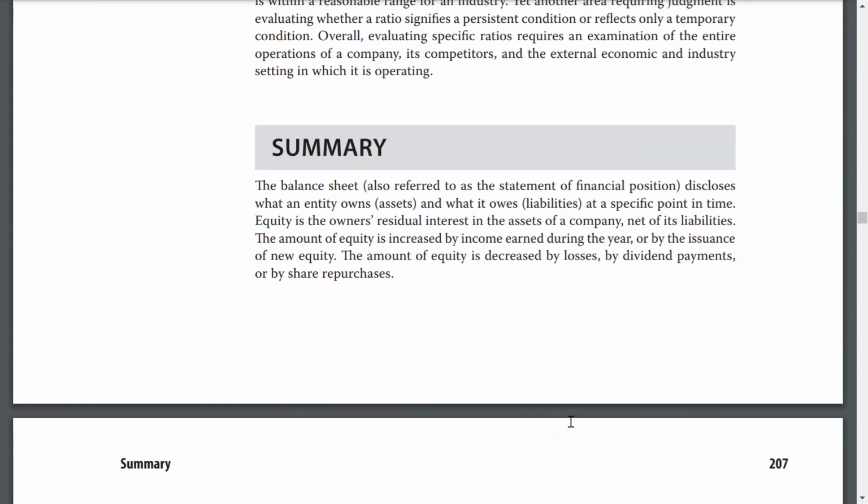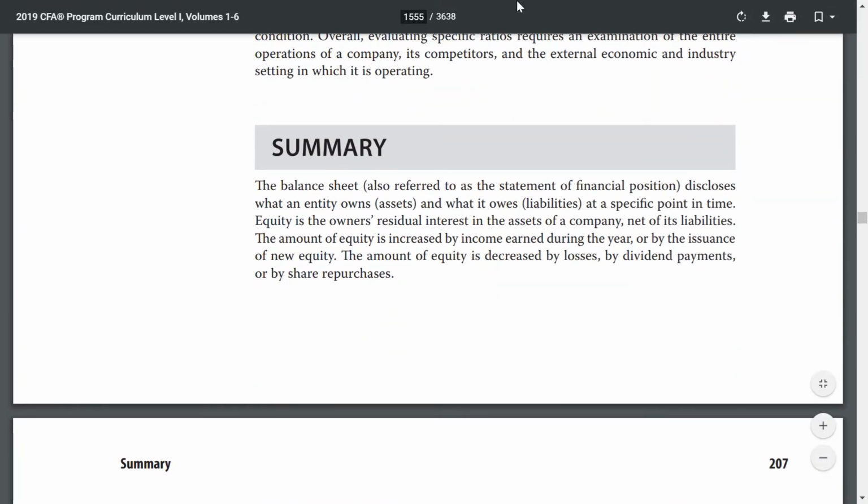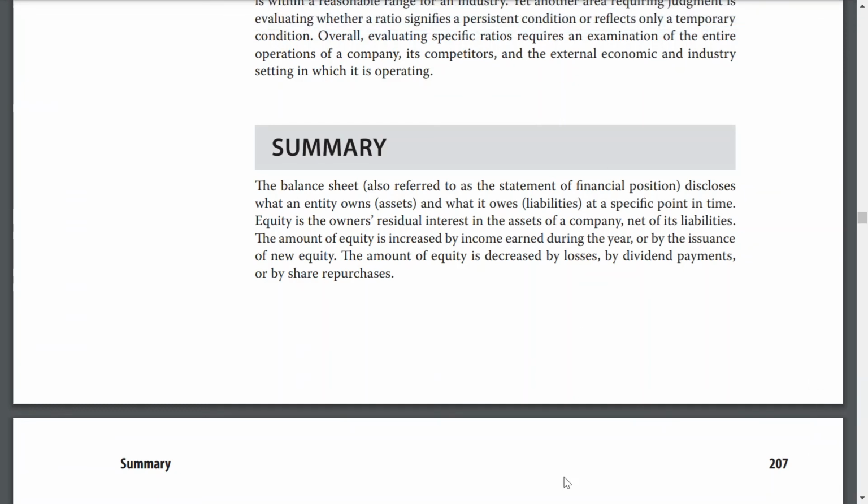Summary: the balance sheet, also referred to as the statement of financial position, discloses what an entity owns and what it owes, assets and liabilities, at a specific point in time. Equity is the owners' residual interest in the assets of the company, net of the liabilities. The amount of equity is increased by income earned during the year or by issuance of new equity. The amount of equity is decreased by losses, by dividend payments, or by share repurchases.